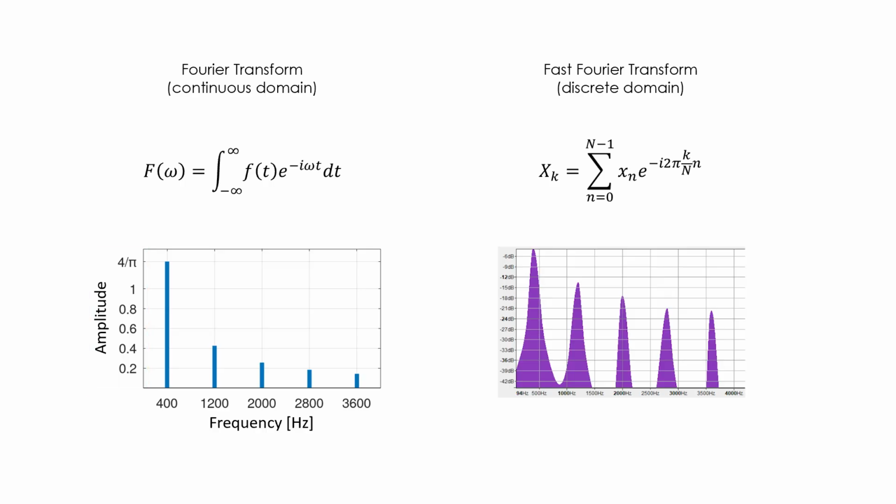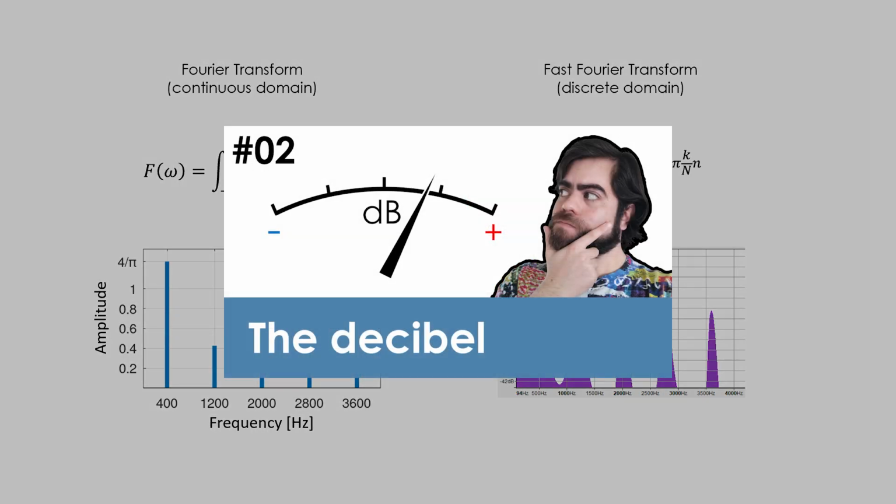But software will typically display component amplitudes in decibels full scale, which is a logarithmic scale. That's why the ratio between the components looks a little different in one spectrum versus the other. If you have not watched episode 2, there I explain the decibels in detail.